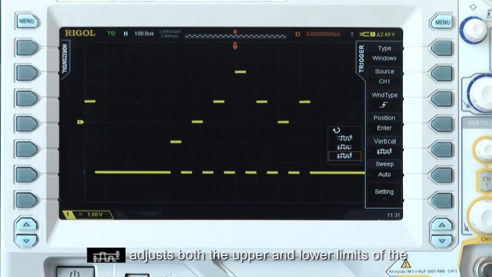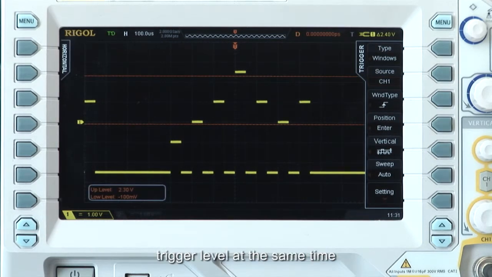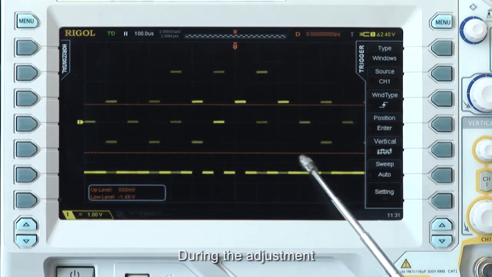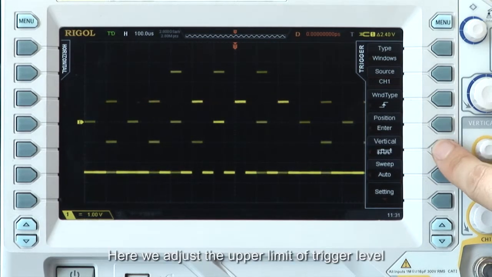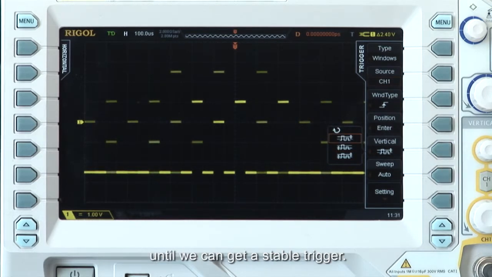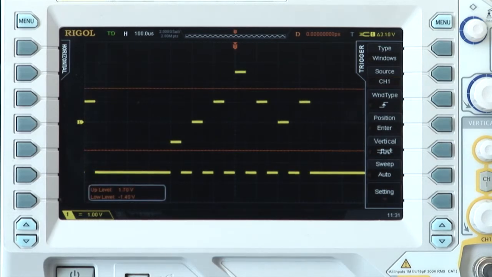Both adjusts both the upper and lower limits of the trigger level at the same time. During the adjustment, the upper level and lower level change accordingly. Here we adjust the upper limit of the trigger level until we can get a stable trigger.